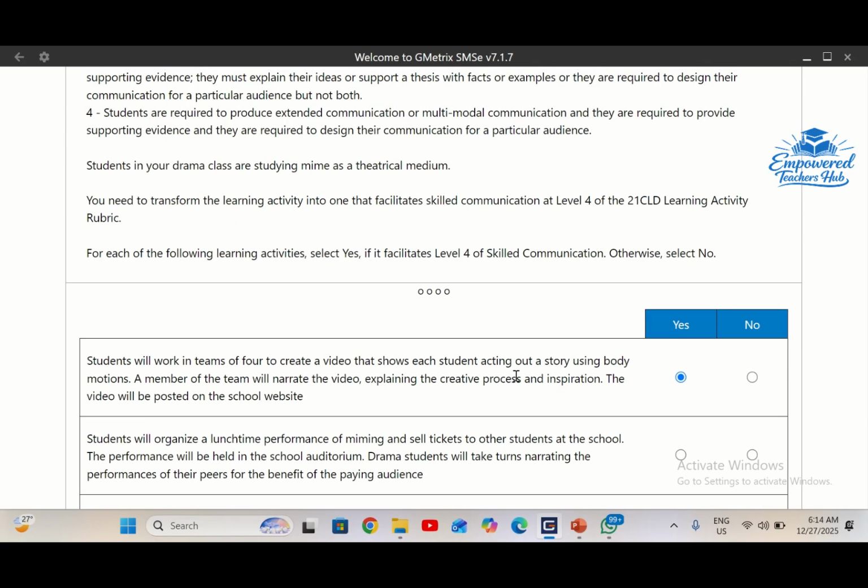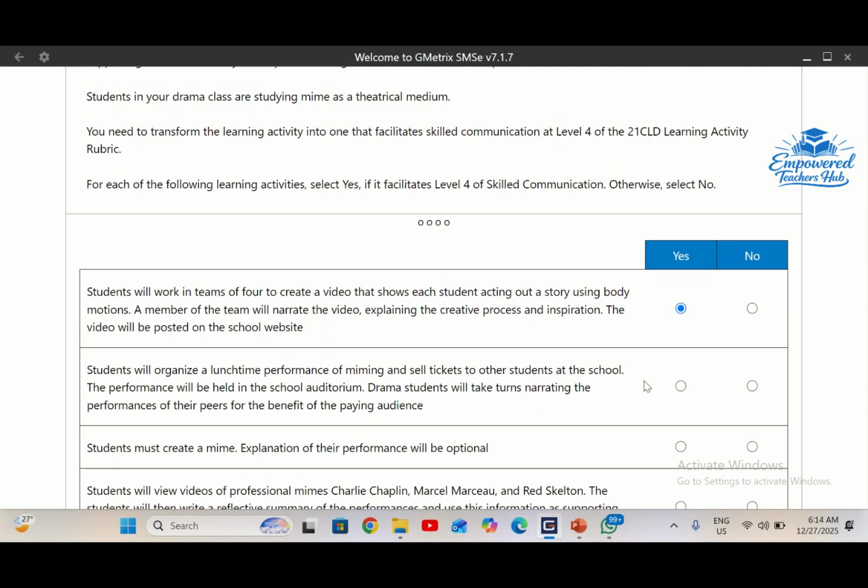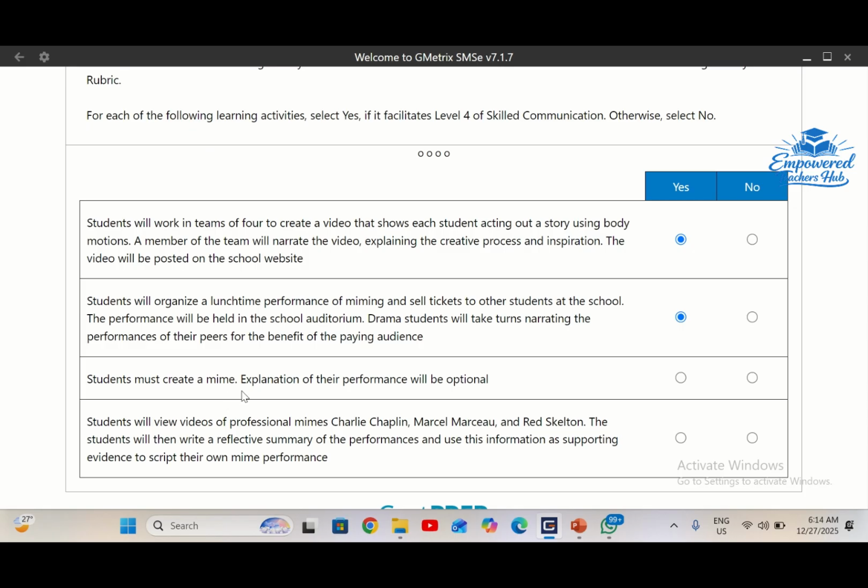Okay, does this support or facilitate level 4 skill communication? Yes. Students must create a mime. Explanation of their performance will be optional. No.